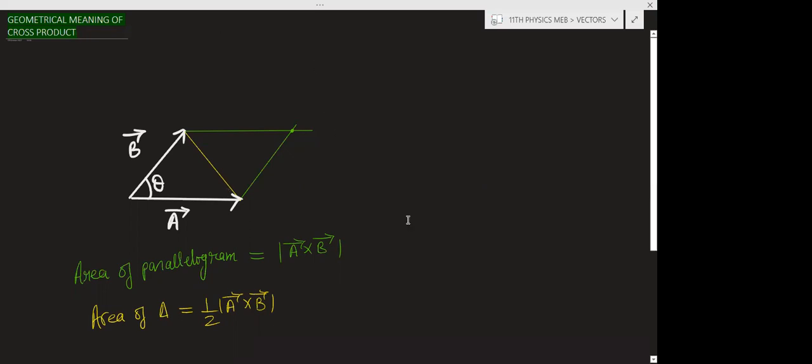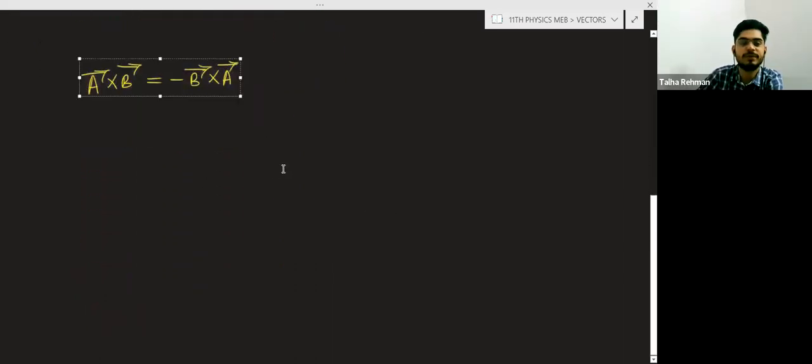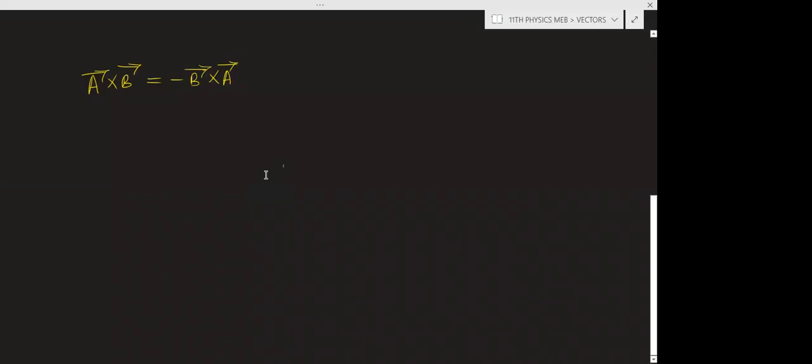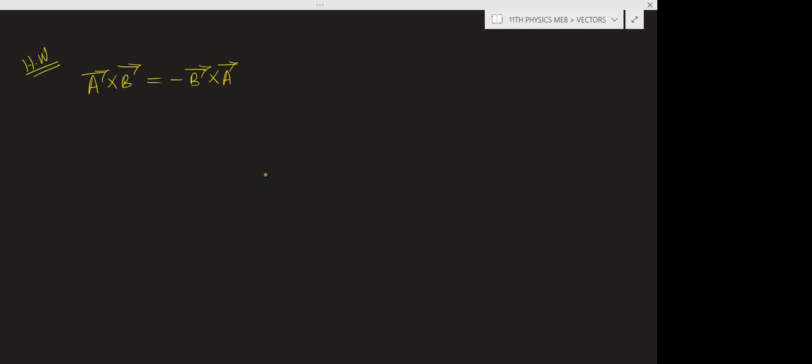Yes, sir. Okay, so first thing, tell me the explanation of this. Why is A cross B equal to minus of B cross A? Their magnitude is same, but the sign is different. Why is the sign different? This is your homework, and you will explain this question in the next class. The direction will be opposite. Yeah, you are right.